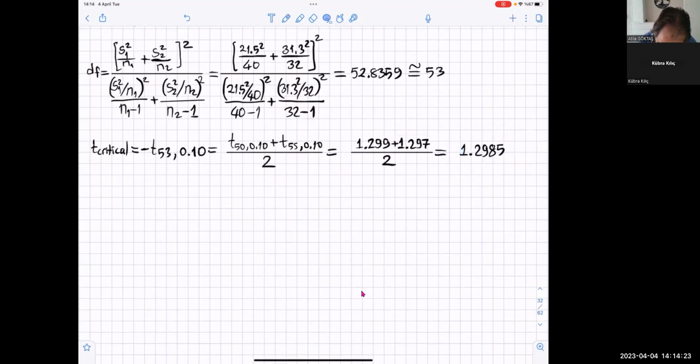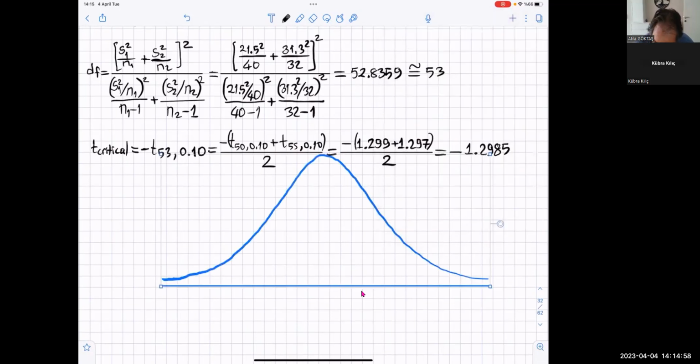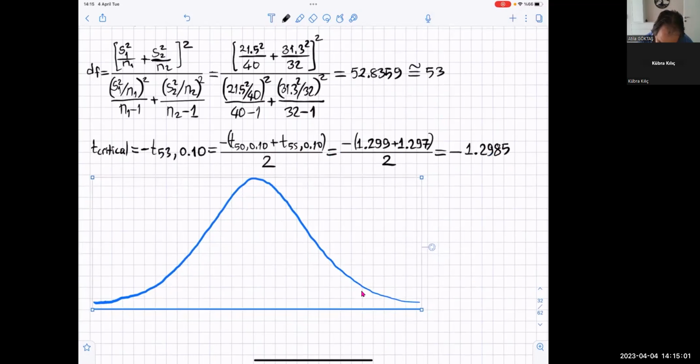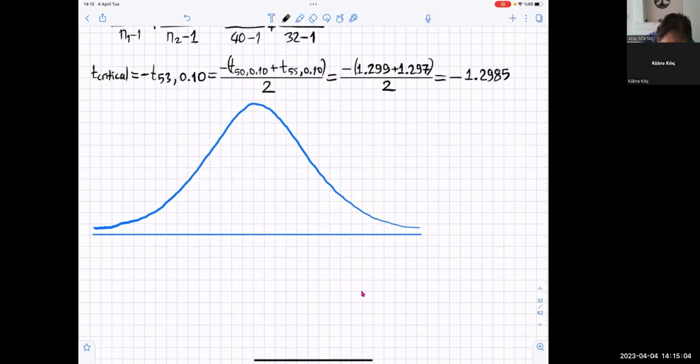Here, this will be within bracket. I'll have a negative sign, and another negative sign here. I'm going to move this, and this is going to be negative. I'll try to include the graphical display. So you have one on the left side, 10%.